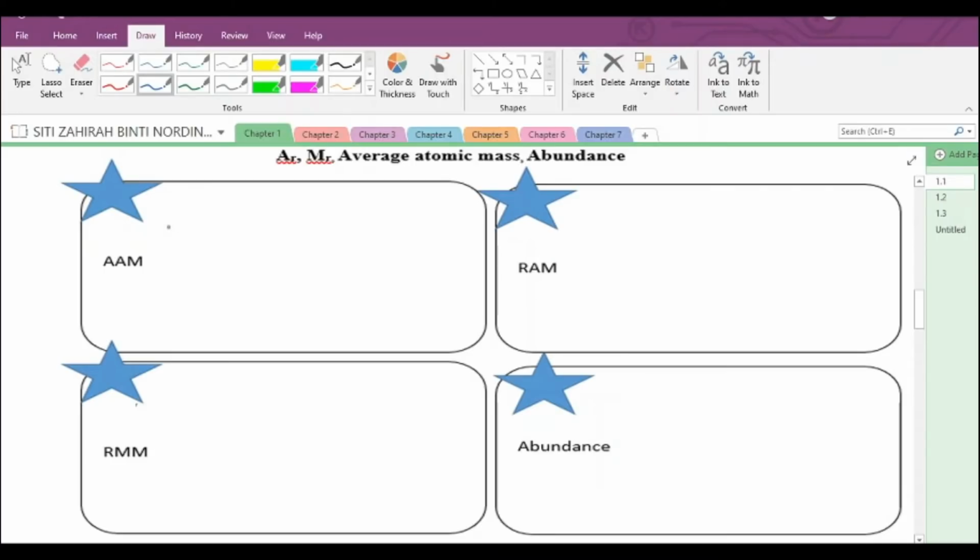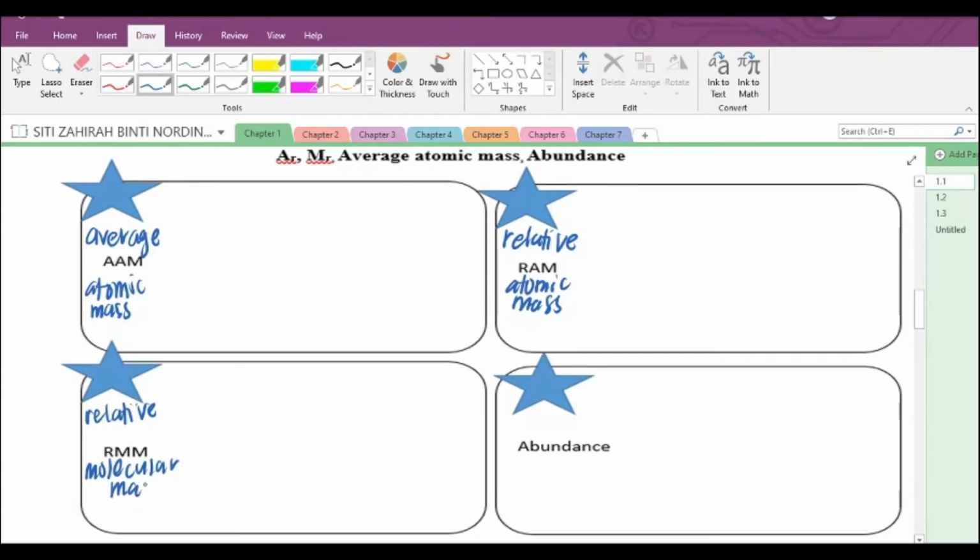Now class, there are three formulas that you need to remember to answer questions regarding average atomic mass, AAM, RAM is relative atomic mass, and RMM is the relative molecular mass.